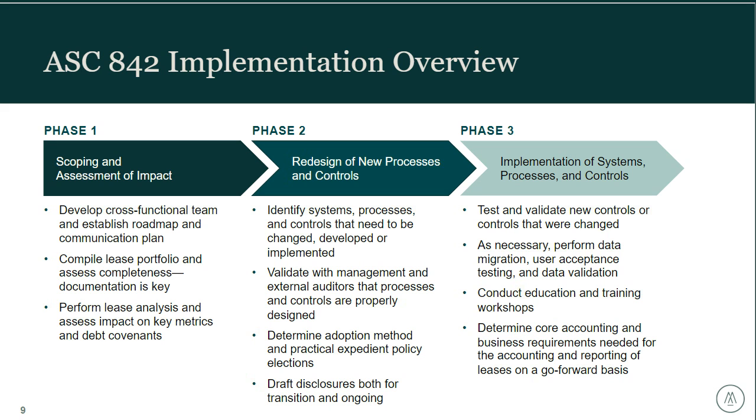Three, test and validate. So once you've implemented those systems, test and validate any new controls or any controls that are changed. And then, as necessary, perform data migration, user acceptance testing, and data validation. What this really gets to is the data validation. We may use an external program. There are a lot of leasing programs out there that will help us with the calculations. They'll help us with the debits and credits when it comes out.